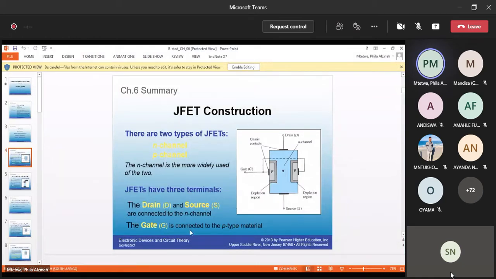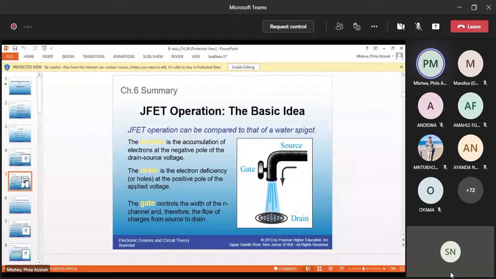The JFET operation can be compared to that of a water spigot. The source is the accumulation of electrons at the negative pole of the drain source voltage. The drain is the electron deficiency or holes at the positive pole of the applied voltage. So the drain is more positive than the source. Hence, you get the electrons to be attracted from the source towards the drain. The gate controls the width of the channel and therefore the flow of charges from the source to the drain.